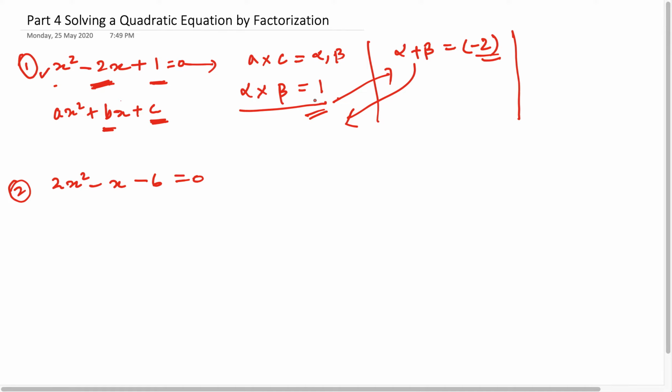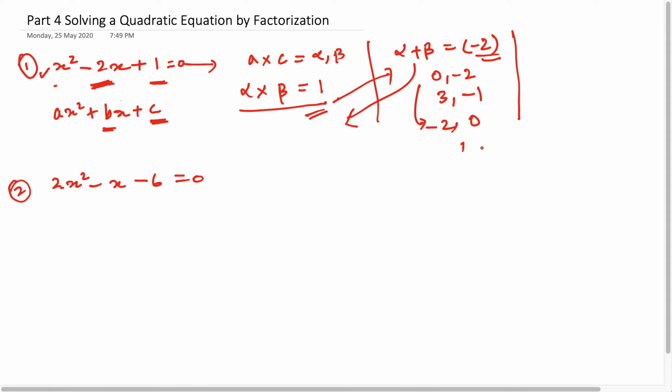Because alpha into beta is 1, I don't know the value of alpha and beta, so let me start from the sum. How many terms can I add so that I get minus 2? Possibly I can add 0 and minus 2, but the product will not give me 1. I can go 3 and minus 1 to get 2, but the product is not giving me 1. I can also try minus 2 and 0, which gives the same sum, but the product is also not equal to 1.